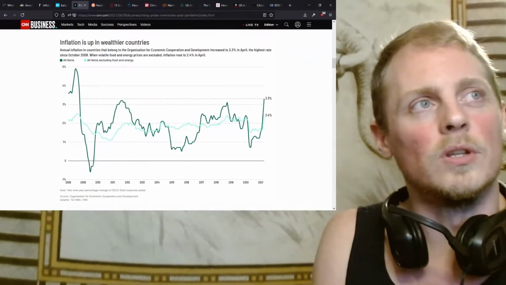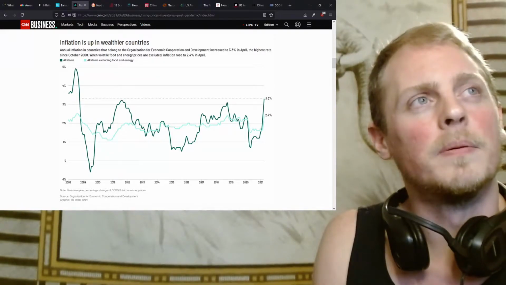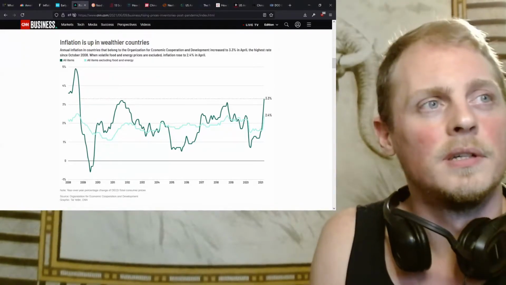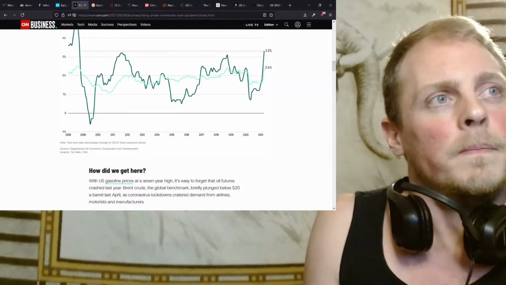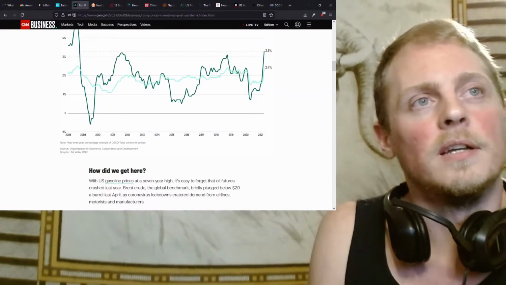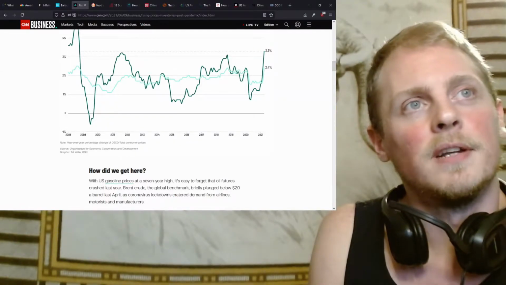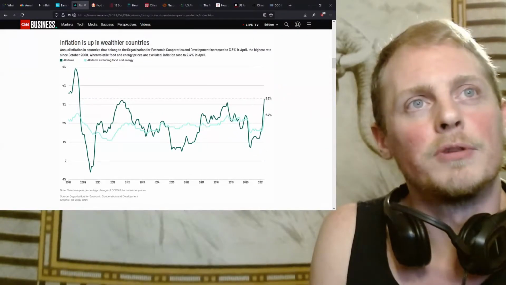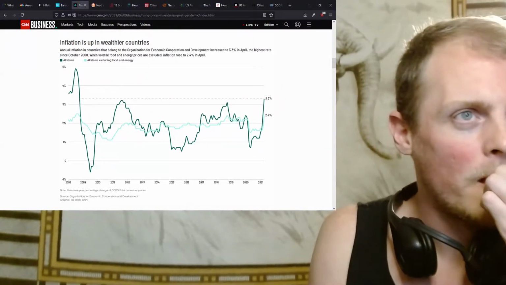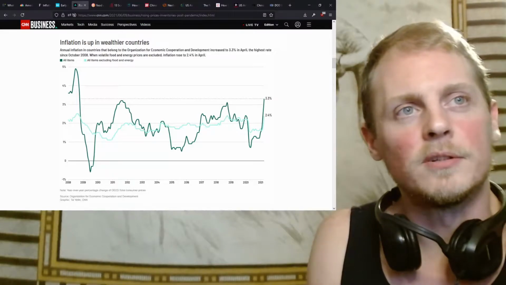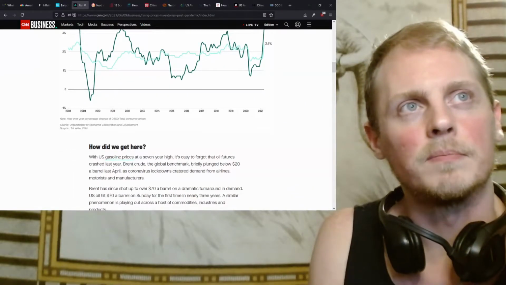So look at this. Inflation is up in wealthier countries. It was down, and now it's going right back up to 3.3%, and it's going to go higher. You notice inflation was lowest during Trump's presidency? I find that pretty interesting.